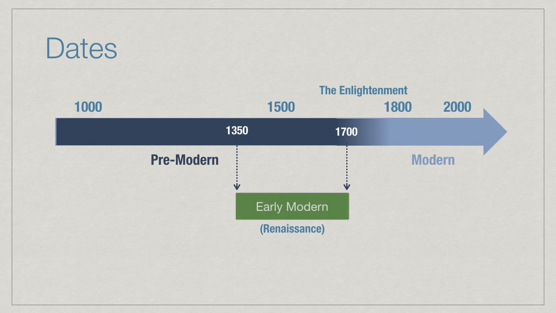The early modern period is interesting because it inherits most of its attitudes towards the natural world from the pre-modern period. But all sorts of things are happening in the early modern period that are beginning to look forward to the modern that we can pay attention to.